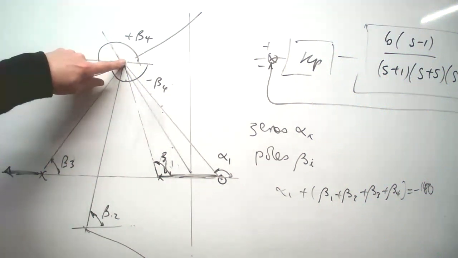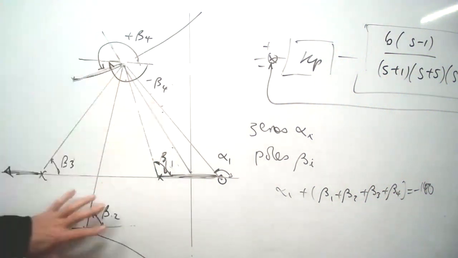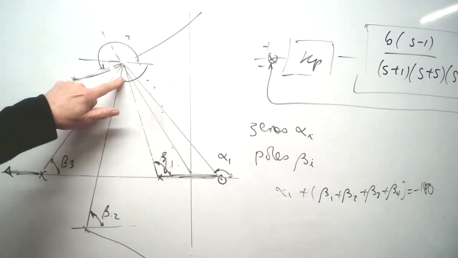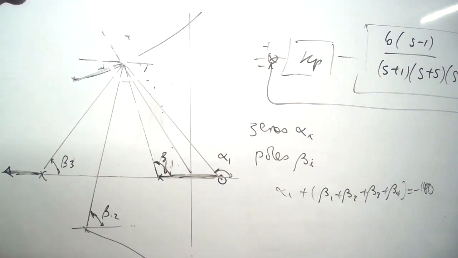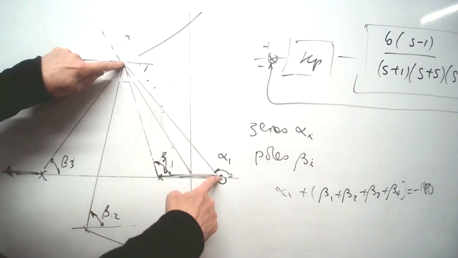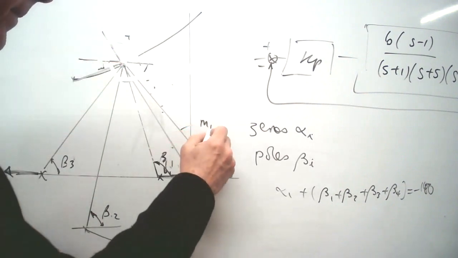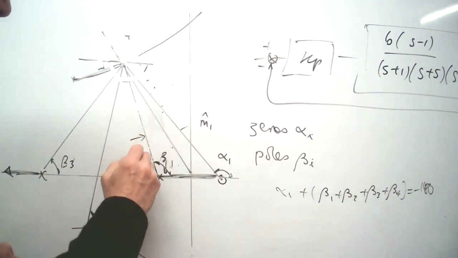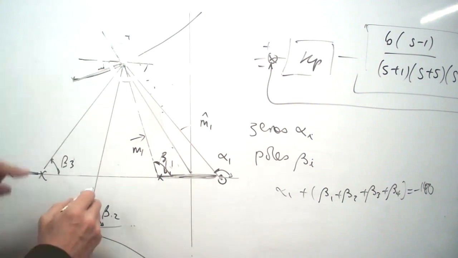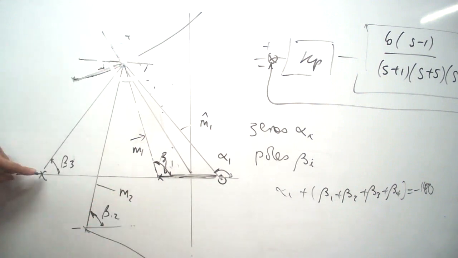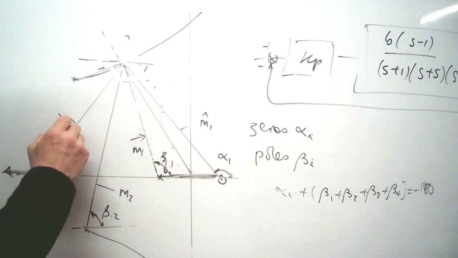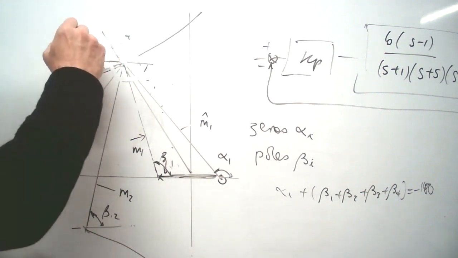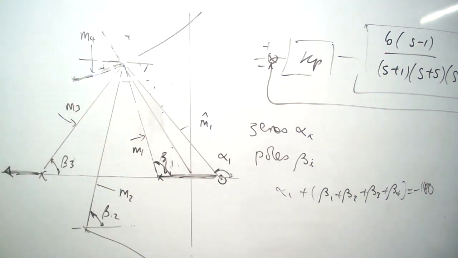Now, once you've located the point, you can then use the magnitude criteria to work out the gain. So if we do away with that for a second, then what we do is we'd measure now from there to there. So that'll be M1 hat. Measure from there to there. That could be, say, M1. Measure from there to there. That could be M2. Measure from there to there. That'll be M3. Measure from there to there. And that'll be M4.